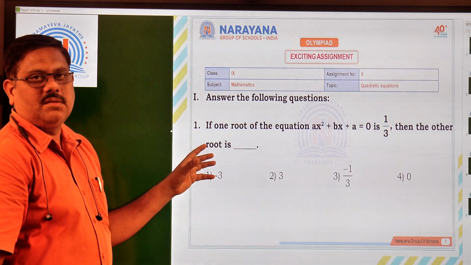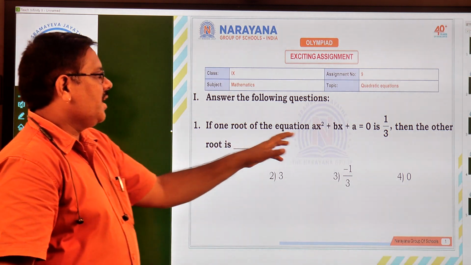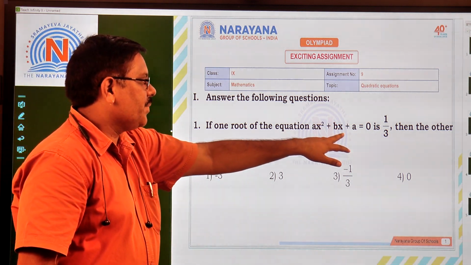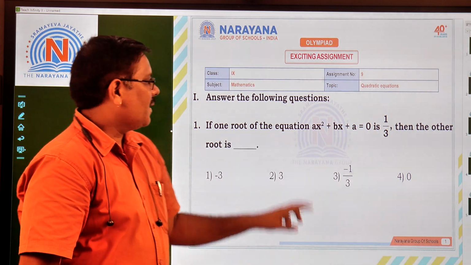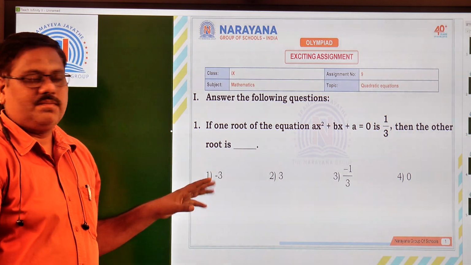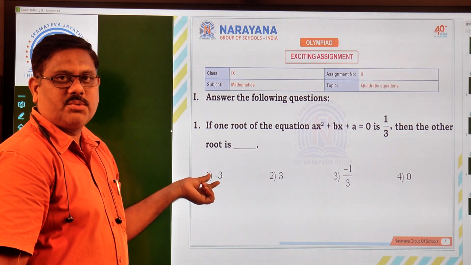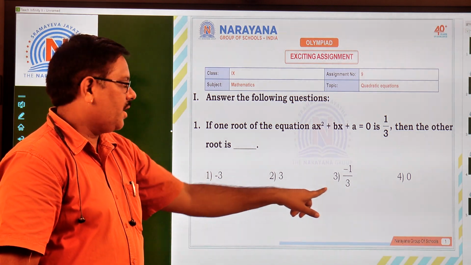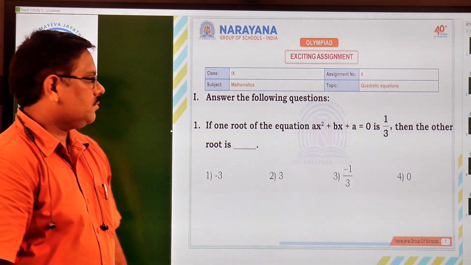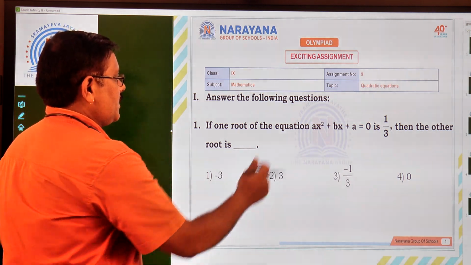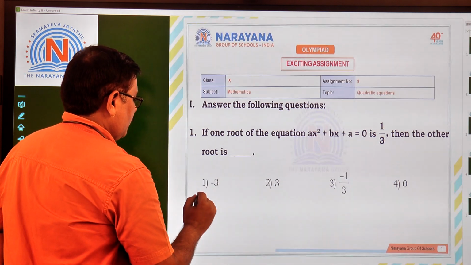Let us see the first question. If one root of the equation ax square plus bx plus a is equal to 0 is 1 upon 3, then the other root is. We are given 4 options. First option is minus 3, second option is 3, third option is minus 1 upon 3, fourth option is 0. Now, if you look at the question, let us do the solution.